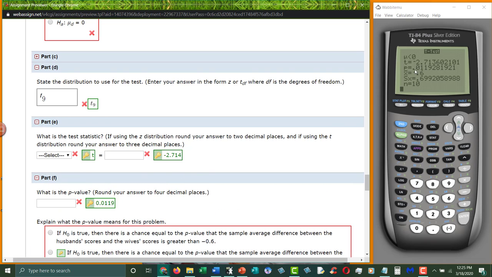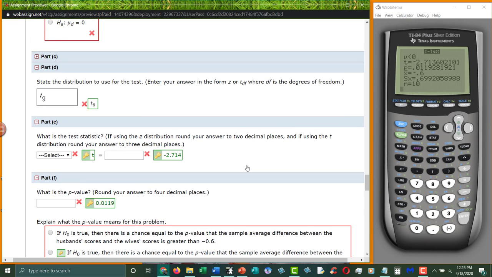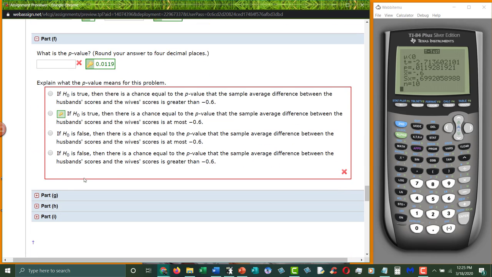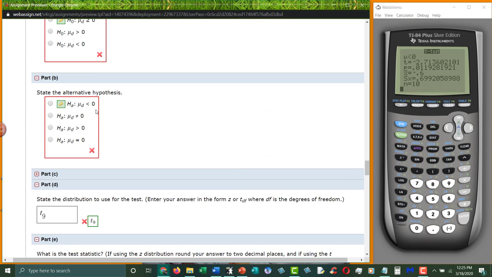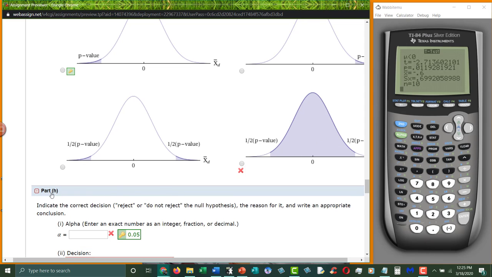What is the p-value? The p-value is 0.0119. What does it mean? It's the probability of getting this average, this negative 0.6, if the null hypothesis is true. So if d is greater than or equal to 0, there's a 0.0119 chance of getting a mean of negative 0.6. Which graph is it? Well, there's only one that shows less than. So less than. This is greater than. This is not equal to. This is nothing. I'm not sure why they ever do that.